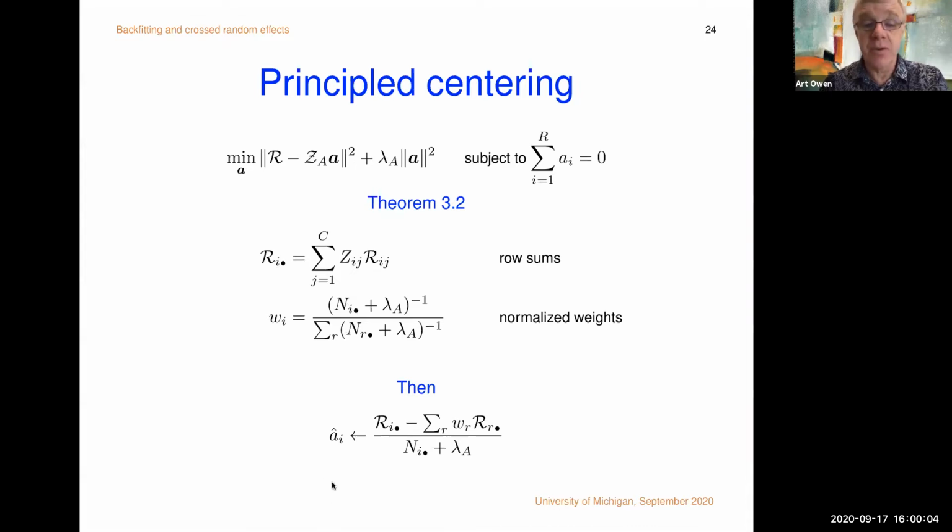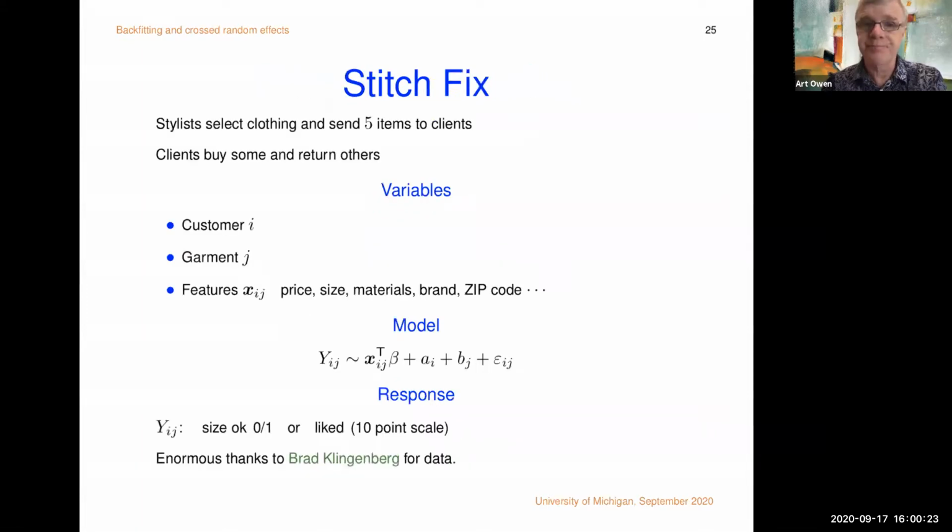Anyway, in that world, the update becomes: take the sum in that row, and if we just had the sum in that row divided by n, that would be the row average. But oh, this lambda means we have a shrunken row average. Oh, this means we have a centered and shrunken row average. So take this, center it, shrink it, and that's the update.